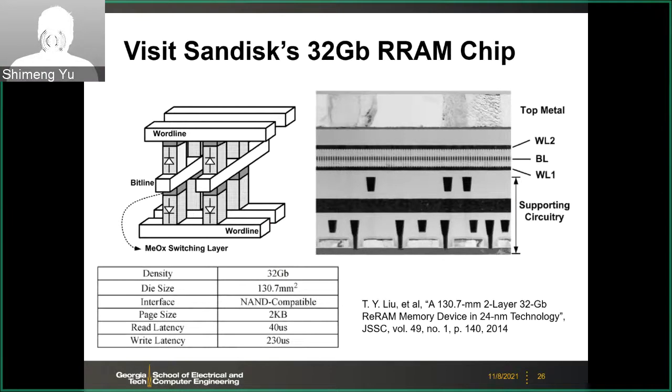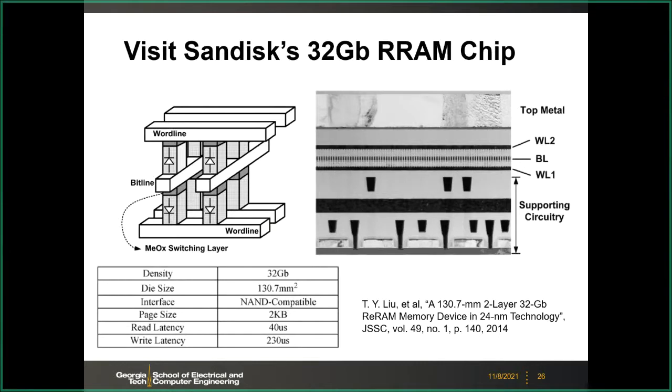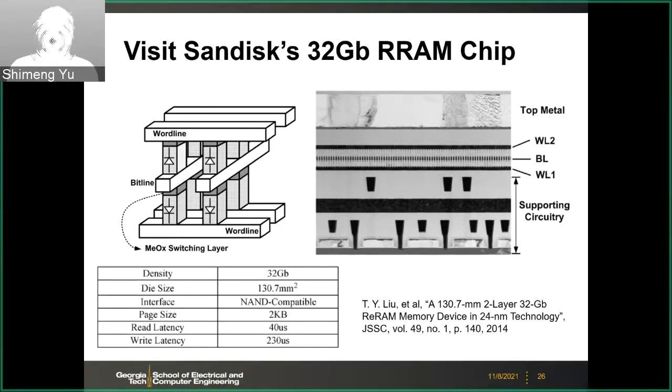So let's look at one real example to examine some of those design considerations. This is taken from the SanDisk paper back in 2014. They reported a 32 gigabit RRAM chip. This is a resistive random access memory in the 24 nanometer technology node. Here, this actually is like a 3D cross-point array, but with RRAM instead of phase change memory as used in Intel or Micron. Here the RRAM is also equipped with some selector, and we don't know the details. They didn't disclose.